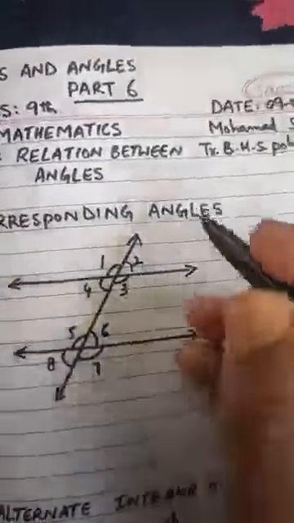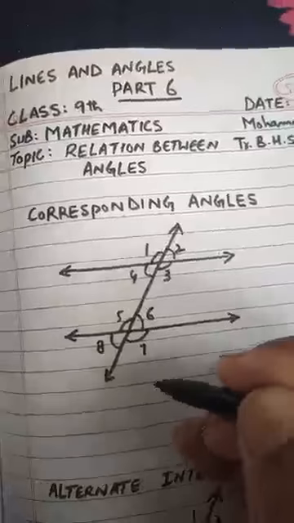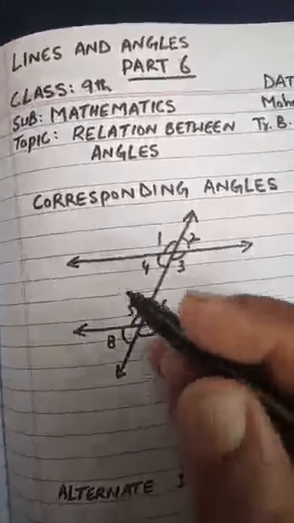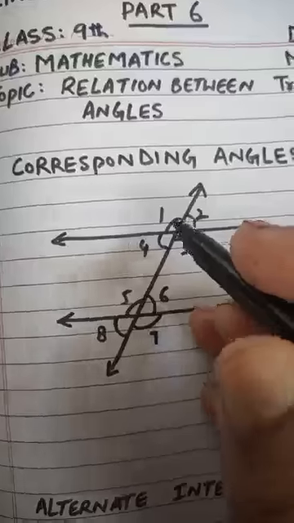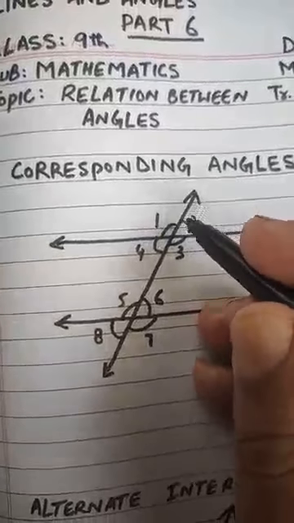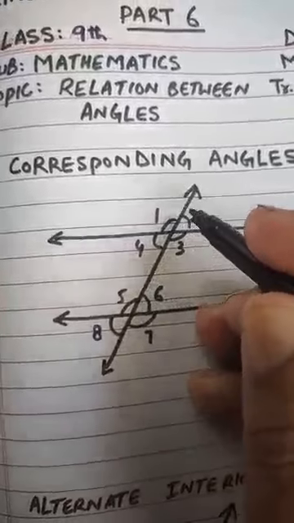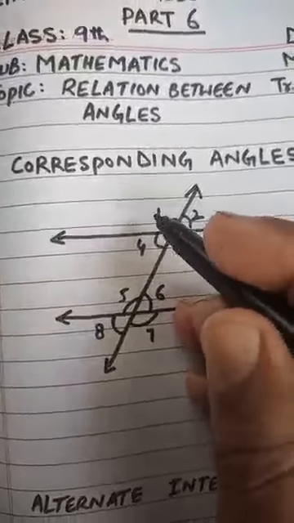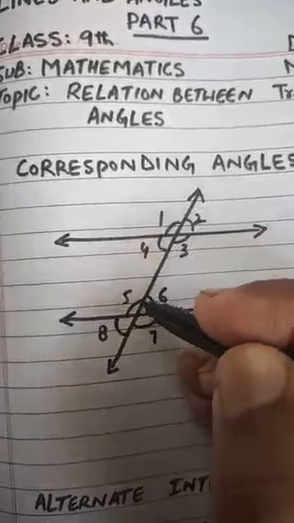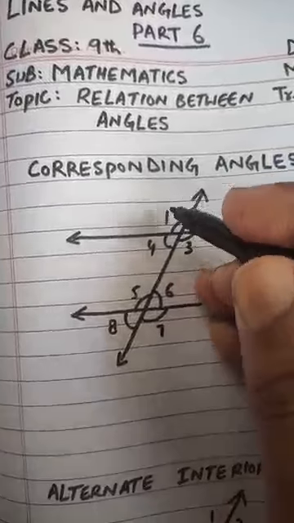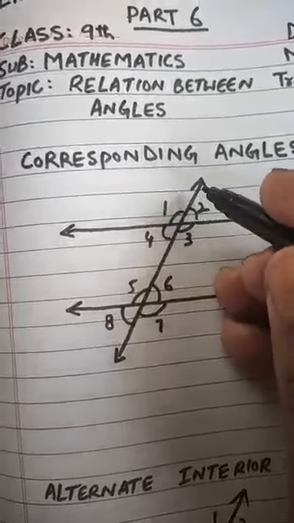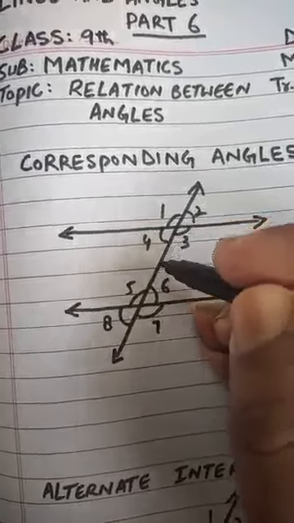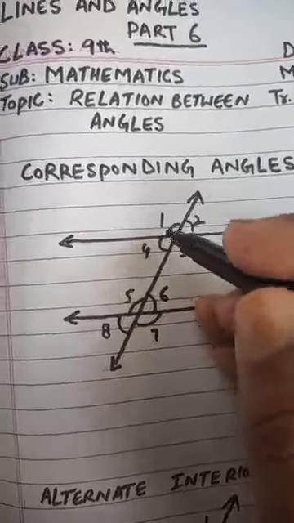Okay, let us see what we mean by corresponding angles. Which angles are corresponding angles and what is the relation between these corresponding angles? First we will see which angles are corresponding angles. If we see this transversal, on the left of this transversal, on the external side, there is angle 1. Angle 1 is on the left of this transversal and it is the external angle.